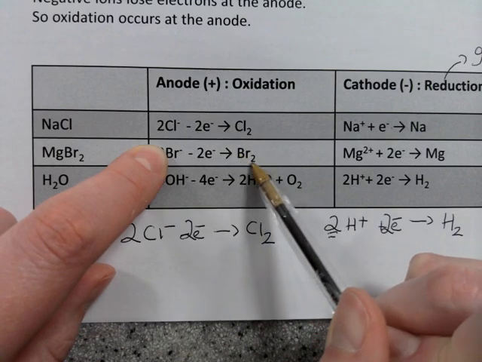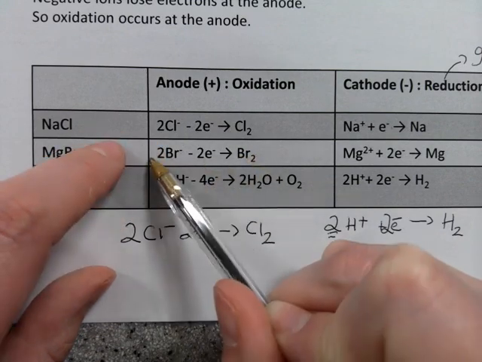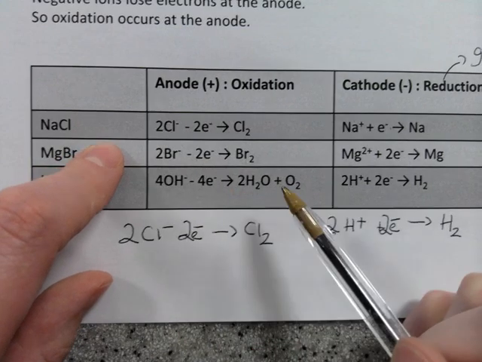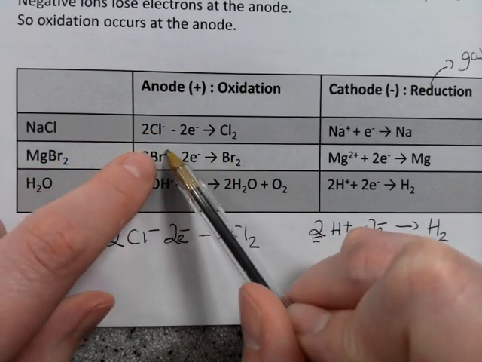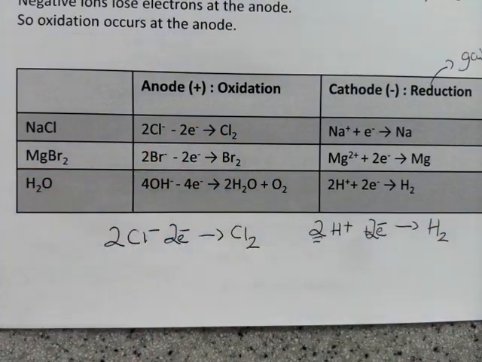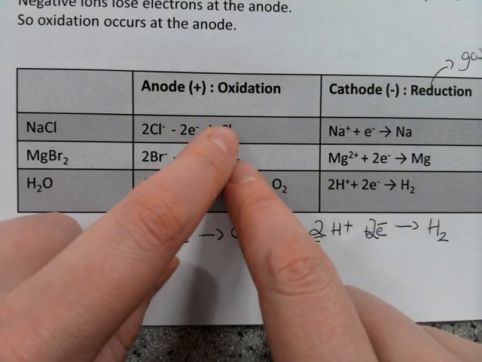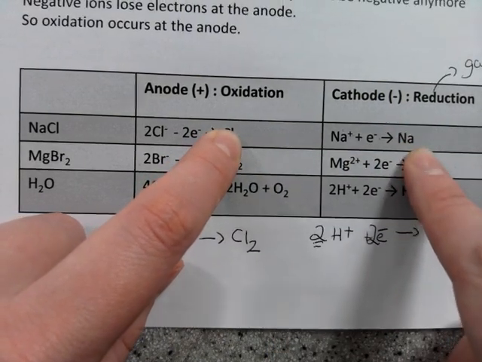But because it's diatomic, I have to add a 2 there, there, and there. So again, I'm showing that I'm starting with an ion and I'm turning it into its elemental form. In this case, these are molecules, whereas over here I had individual atoms.